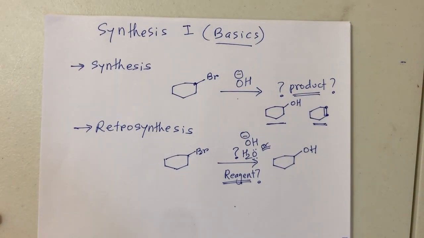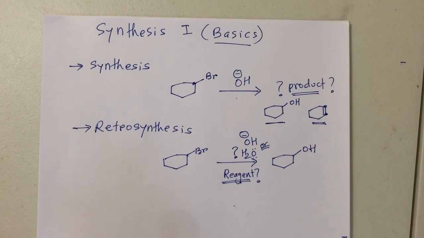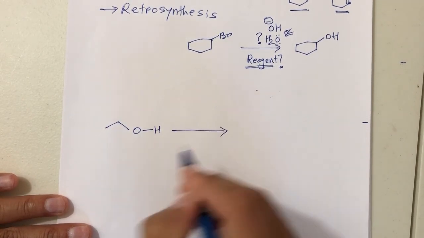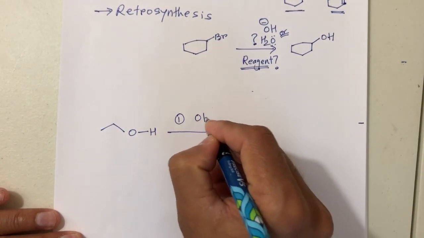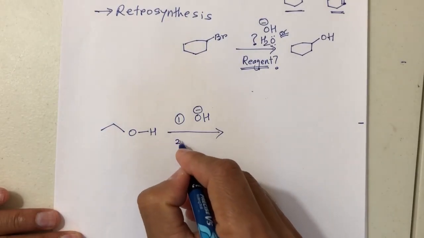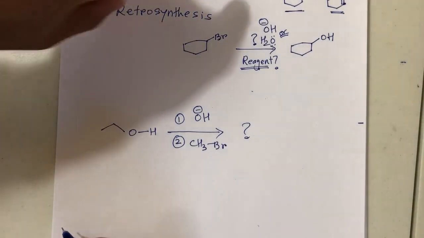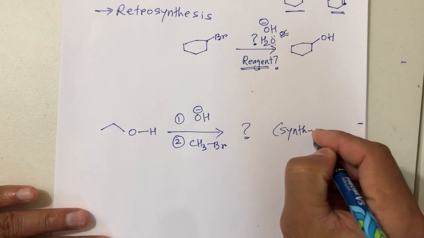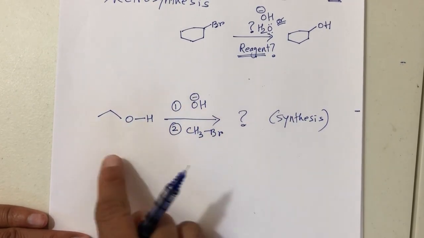Okay, so for normal synthesis, let's say you don't have only one step, instead you have multiple steps, right? So here, instead you have something like this, let's say. So you have OH, and then let's say on the top of the arrow, you have number one, OH minus, right? And then number two is CH3Br. And then you have to find the product, okay? So finding the product, that means you're doing the normal synthesis, okay? So how do you handle this when it is not one step, right? So how do you break it down?